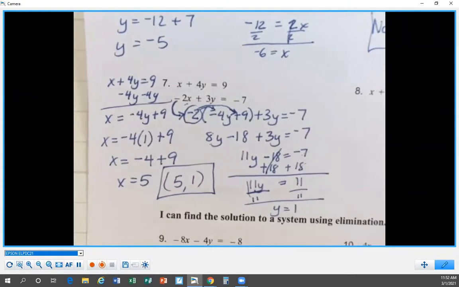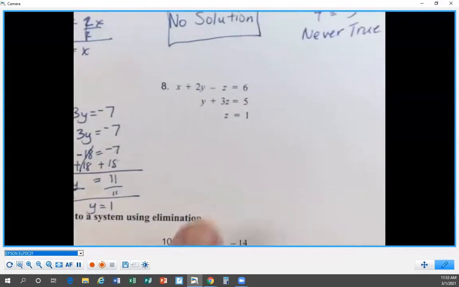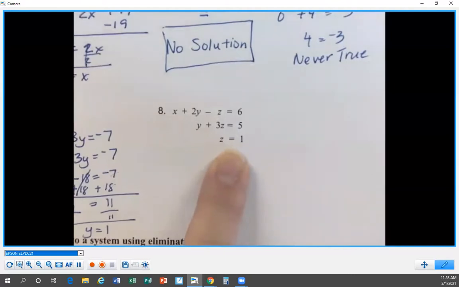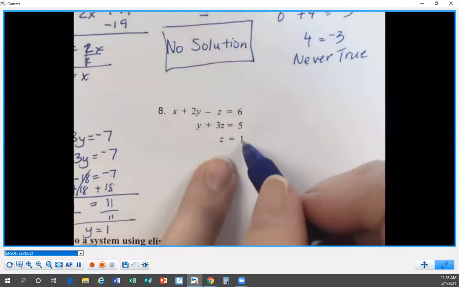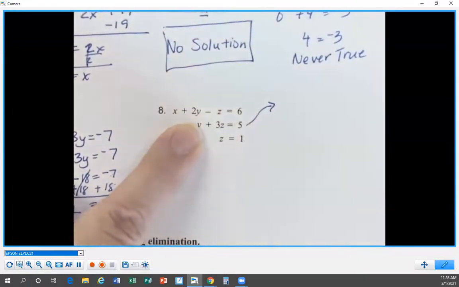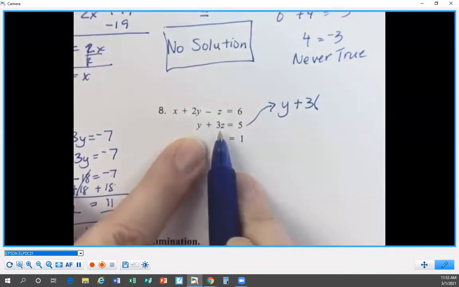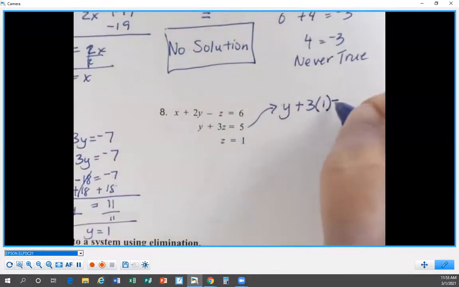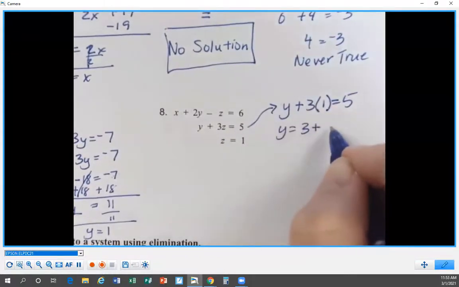Okay, number 8, we have 3 variables, we have 3 equations. So we see the last equation is given that z is equal to 1. So I'm going to go ahead and substitute this z into the second equation. So here's my second equation rewritten. Y plus 3 times, but instead of z, I'm subbing in 1, equals 5.